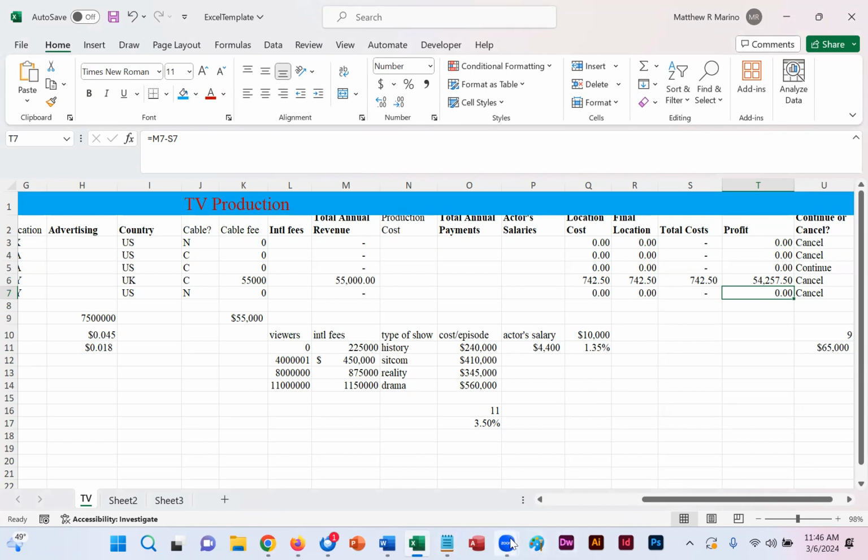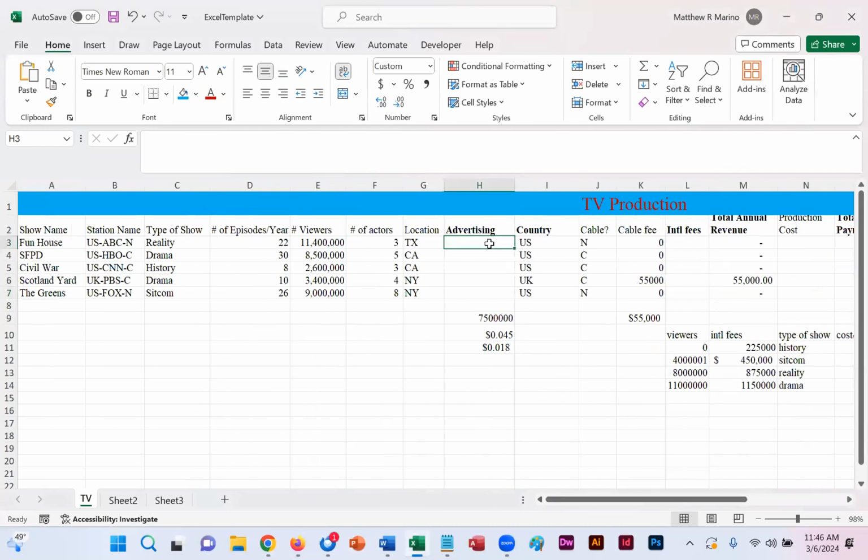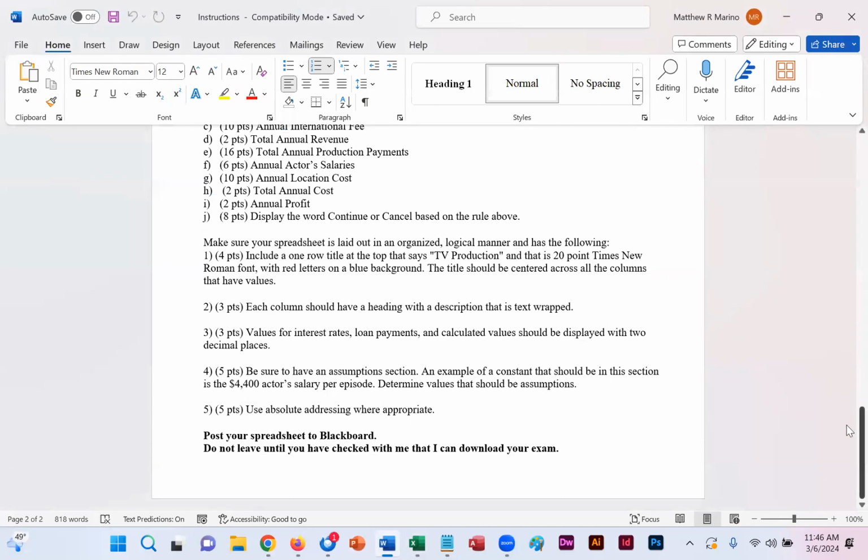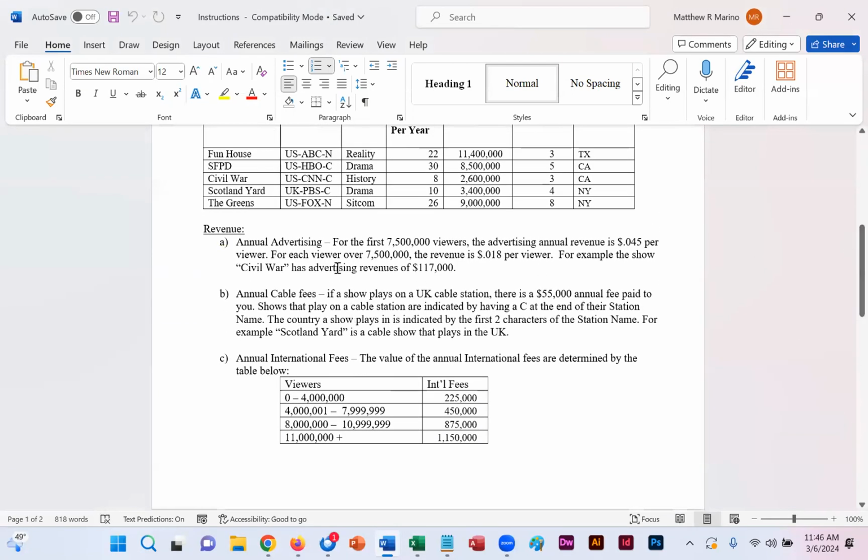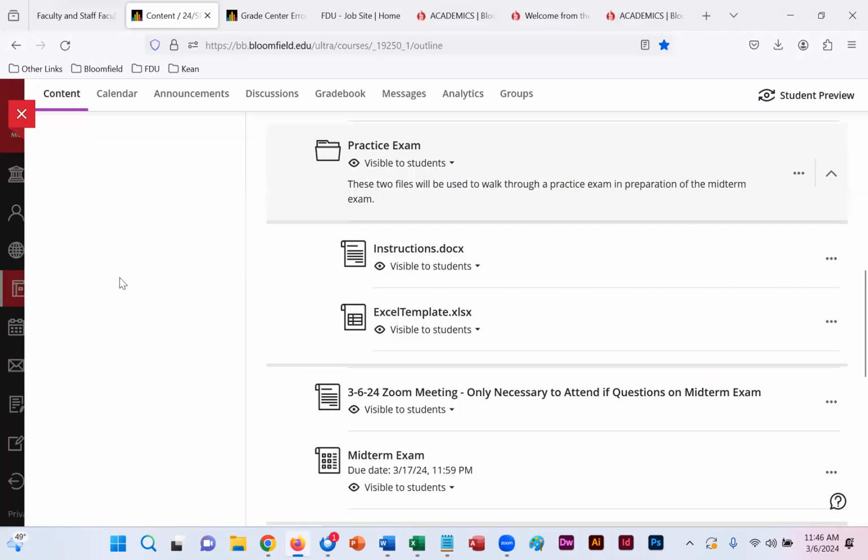All right, enjoy. Oh, I have a question. Okay, one last question. I'm still stuck on the annual advertising. So this first one, annual advertising. What's it say? So for the first 7.5 million viewers, the advertising annual revenue is a little less than 5 cents. For everything over 7.5 million, the revenue is a little under 2 cents.